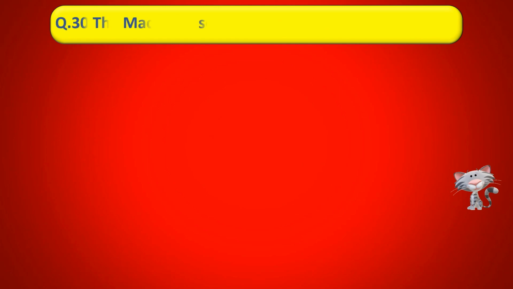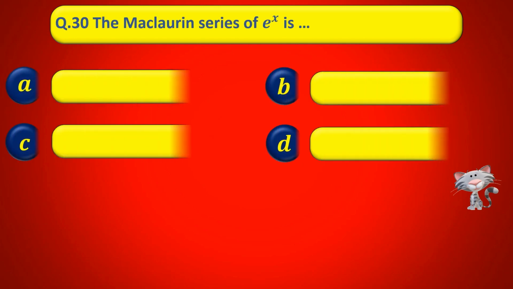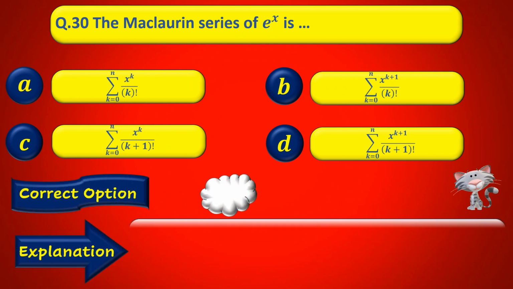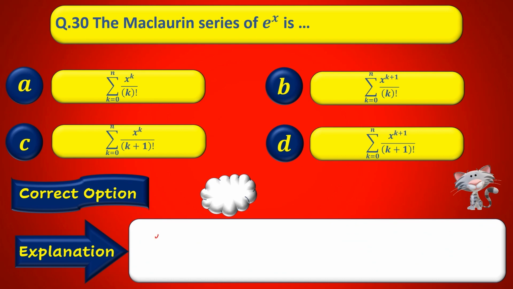Question number 30. The Maclaurin series of e of x is, and the options are, let's check out which one is the correct option. We know that the Maclaurin series expansion of e of x is equal to 1 plus x plus x square over 2 factorial plus x cube over 3 factorial and so on. Let's put it in summation form. It will be x raised to power k over k factorial, where k is from 0 to n. So the correct option is option A.